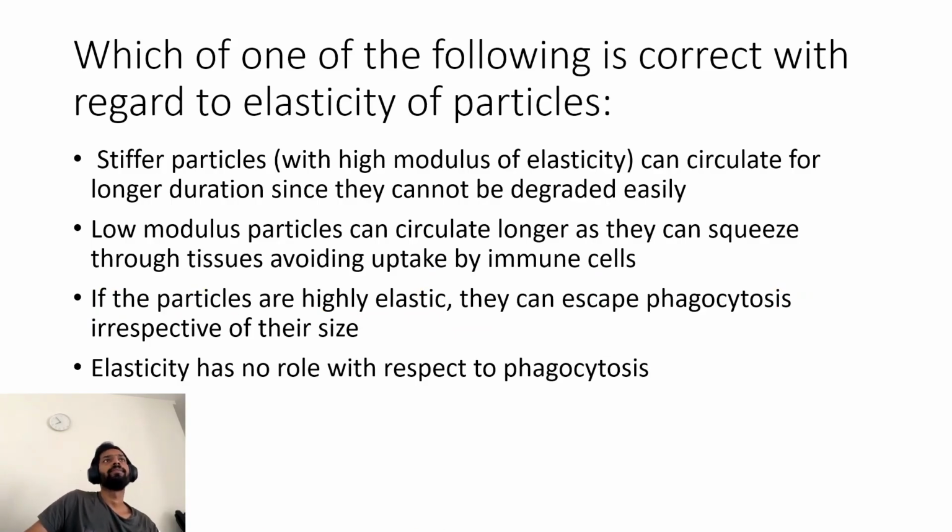Okay, moving on. Which one of the following is correct with regard to elasticity of particles? Stiffer particles can circulate for longer durations since they cannot be degraded easily. Low modulus particles can circulate longer as they can squeeze through tissues, avoiding uptake by immune cells. If the particles are highly elastic, they can escape phagocytosis irrespective of their size. Elasticity has no role in phagocytosis.